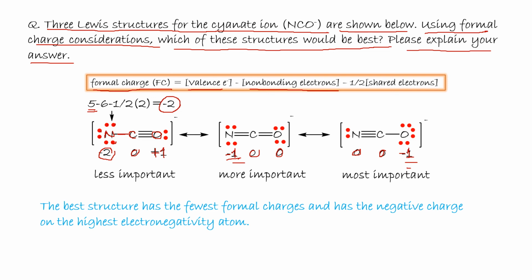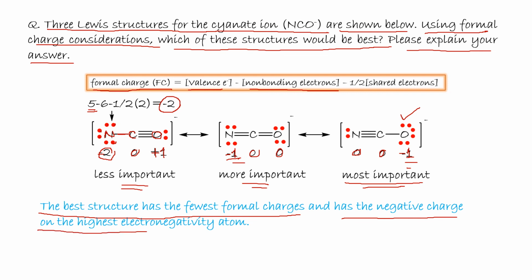But oxygen is more electronegative than nitrogen, so it will prefer to carry the negative charge, and this one will be the most important in the resonance structures. Here is the second one, and this one will be the least, where nitrogen carries two negative charges. The best structure has the fewest formal charges and has a negative charge on the most electronegative atom.